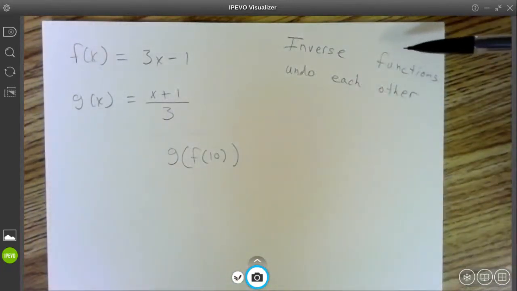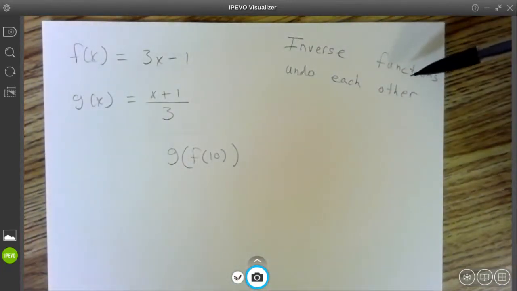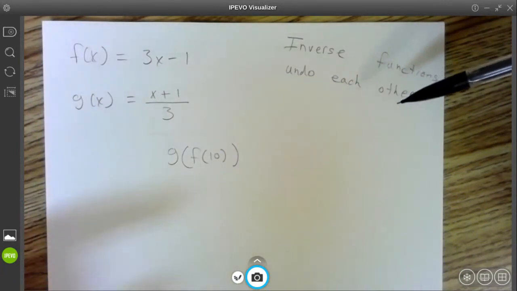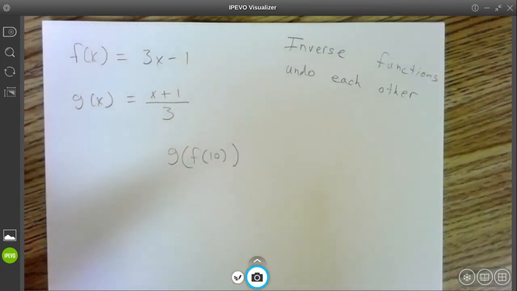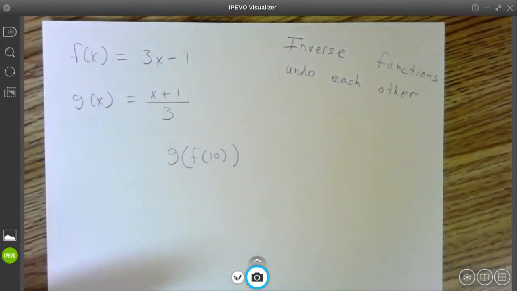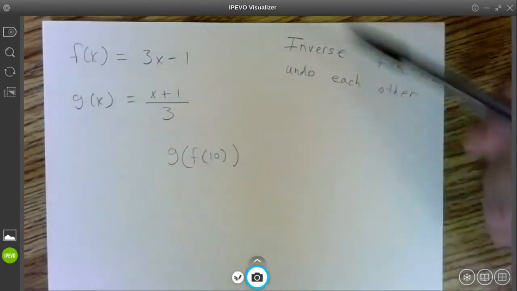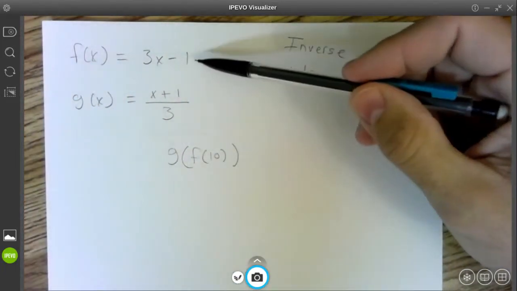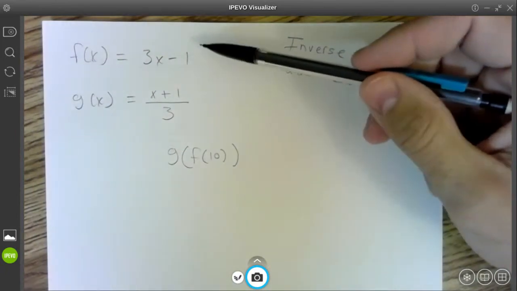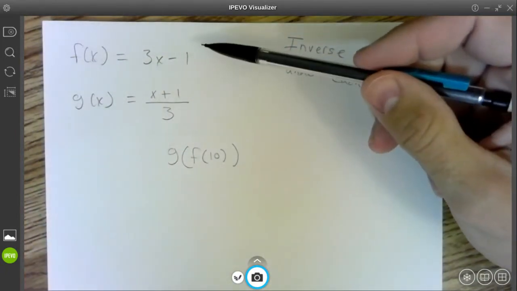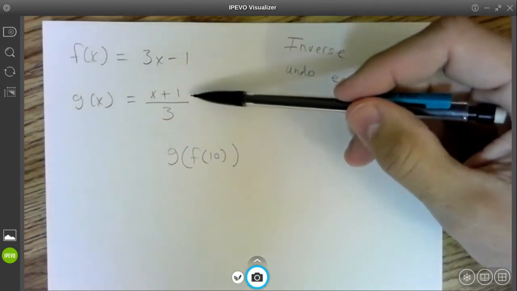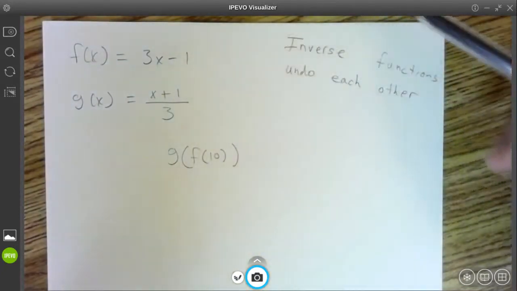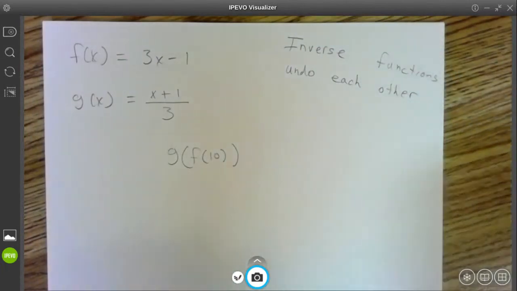So two inverse functions, basically when you combine them using function composition, they end up reversing each other. That's what's going to happen here. So f of x and g of x, these are inverses of each other. I'll go in on the next video and show you how to actually find an inverse function. But you can probably already tell why these two might be considered inverses of each other.